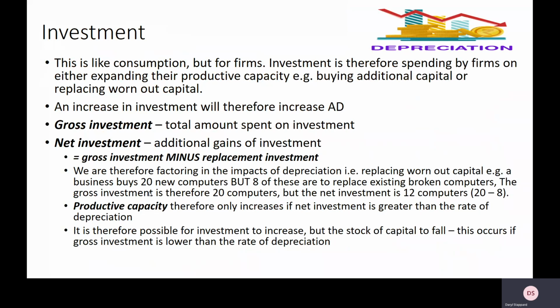Right, guys, so what is investment? Well, investment, it's like consumption, but for businesses. So this is businesses upgrading their productive capacity. So it's normally linked to capital. So this could be buying or building more infrastructure, buying new machinery. It could be something simple like Domino's Pizza, buying new ovens for their restaurants, buying new delivery vehicles or new tills. Now, obviously, if there's an increase in investment, it would lead to an increase in aggregate demand.